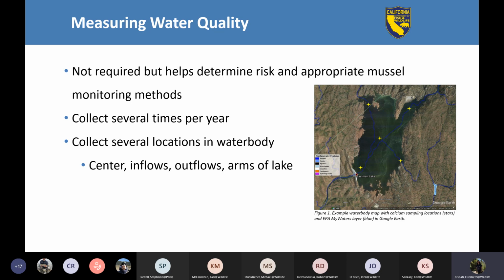Ideally, you want to collect water quality information several times per year and at several locations within your water body. The map that's here with these little stars shows examples of where you would want to collect data: the center of the lake, any inflows or outflows, and any arms on the lake. That will help you get a broad picture of the water quality throughout the lake, because calcium and the other factors can vary by location.